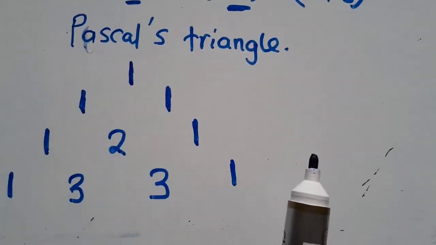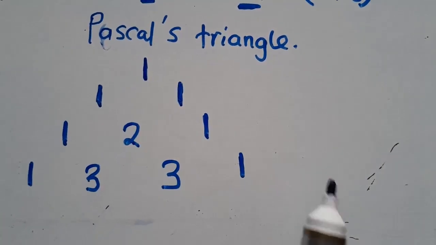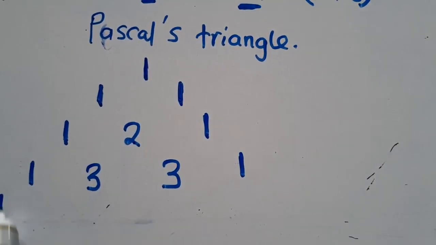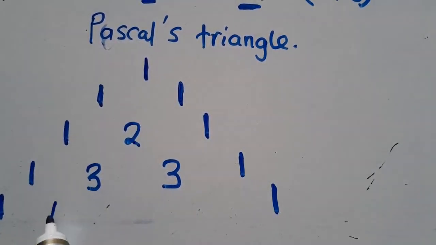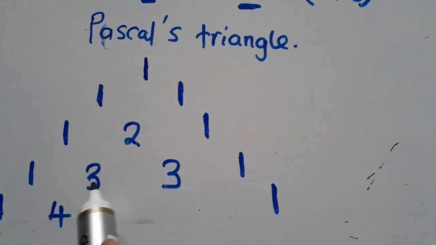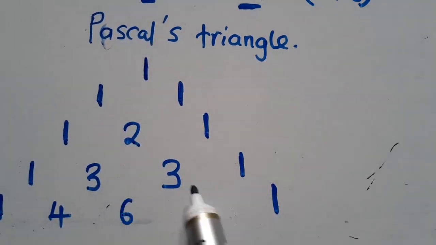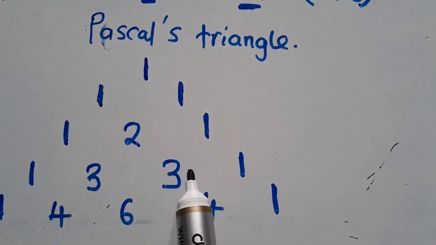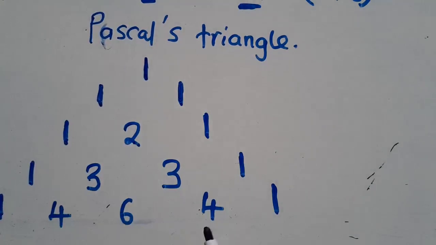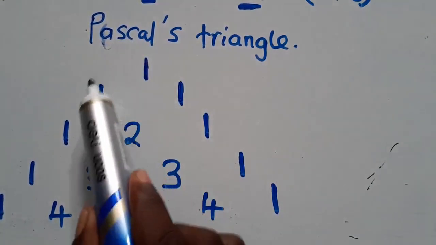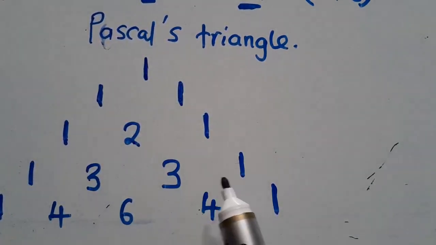So we keep on going until we find the row that we want. Let us include another row. We add this, we get 4. We add 3 plus 3, 6. 3 plus 1, 4. So for now, we are going to end here. Hope you've seen how I've generated this triangle, where you put the 1s on the edges properly.